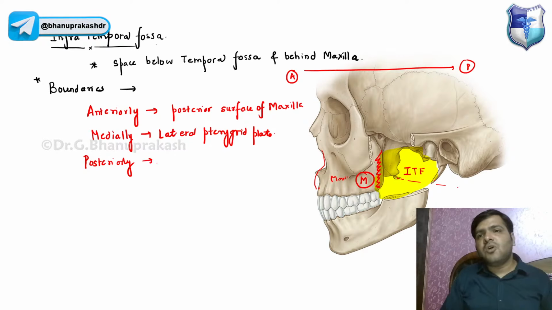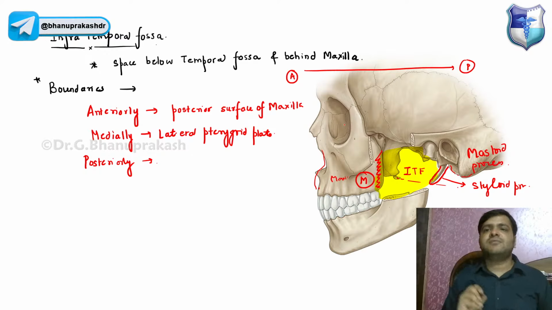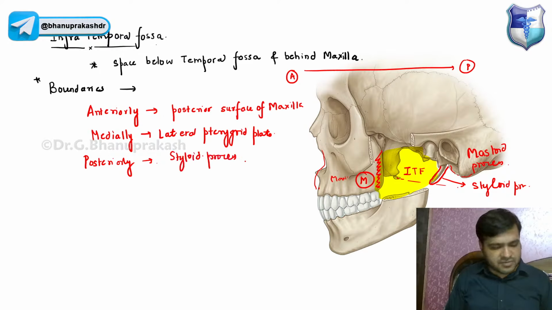Okay, posteriorly, guys, you already know we have a process that is coming out, a bony projection coming out. It is called as the styloid process. And guys, we have this, yes, this is the mastoid part, the mastoid process. The mastoid process and the styloid process, they are all parts of the temporal bone, right?